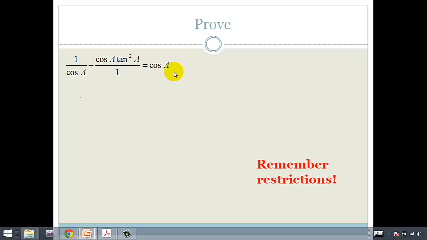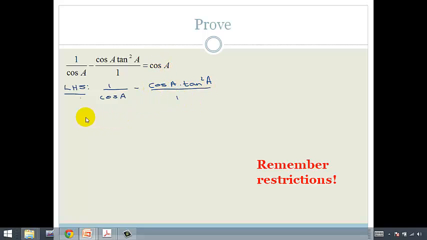Now, grade 11s, it is obvious that there is nothing I can do with the right-hand side, so we're going to start on the left-hand side. Okay, and we're starting with 1 over cos A minus cos A tan squared A over 1, and we want it to equal cos A.